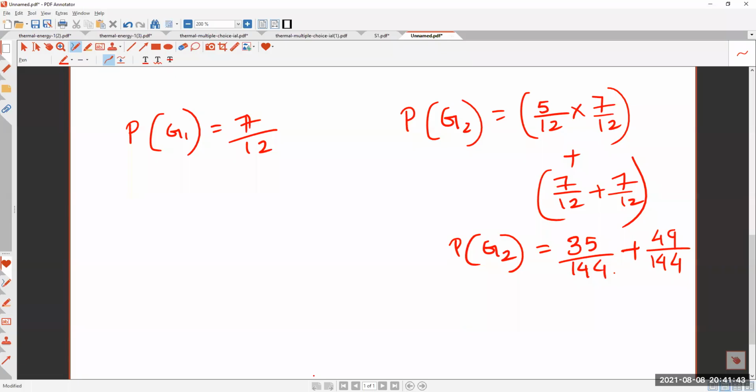Okay, so 35 plus 49 divided by 144, what do we get? 7 by 12. The answer is 7 by 12. Yes, how is that possible? 35 by 144, 49 divided by 144, 7 by 12. Does everyone understand? I have not got the final answer yet, I just found out their individual values.